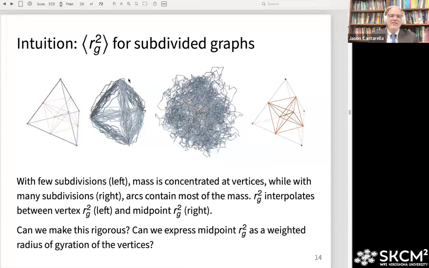If there are only a few subdivisions, then there's not that much mass in the hidden monomers. There's still quite a bit of mass at the junctions themselves. And what happens is the average is close to the radius of gyration of the vertices. That's Eichinger's formula for the expected radius of gyration.